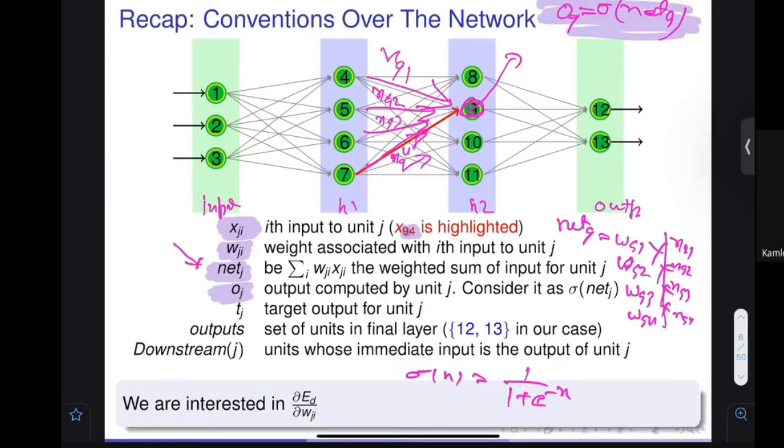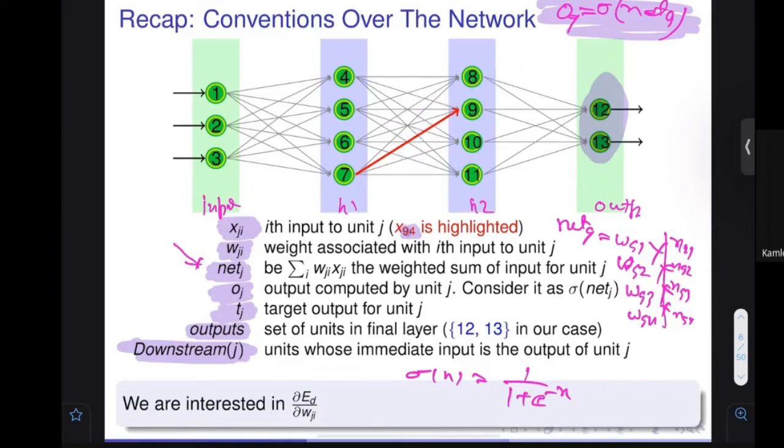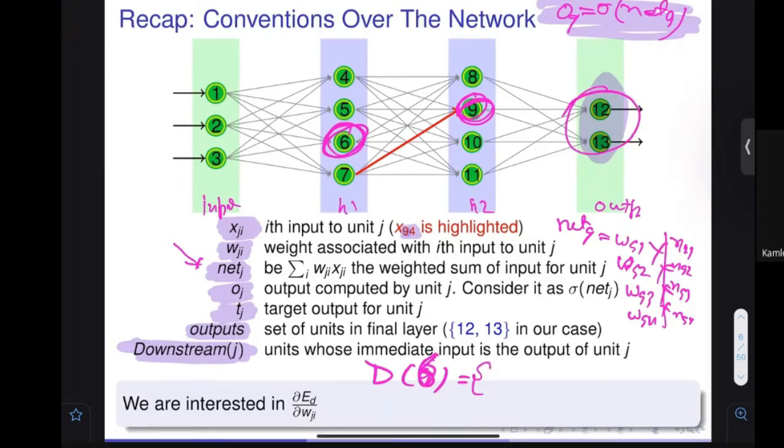With every output, you expect what the right output should be, that is the target. Outputs is a special set that tells which units are in the output layer. Downstream of j tells who is immediately receiving the output of that particular unit. So if I ask what is the downstream of 9, again it is going to be these things. If I ask what is the downstream of 6, it is going to be 8, 9, 10, and 11. In this way, you create this particular formula.